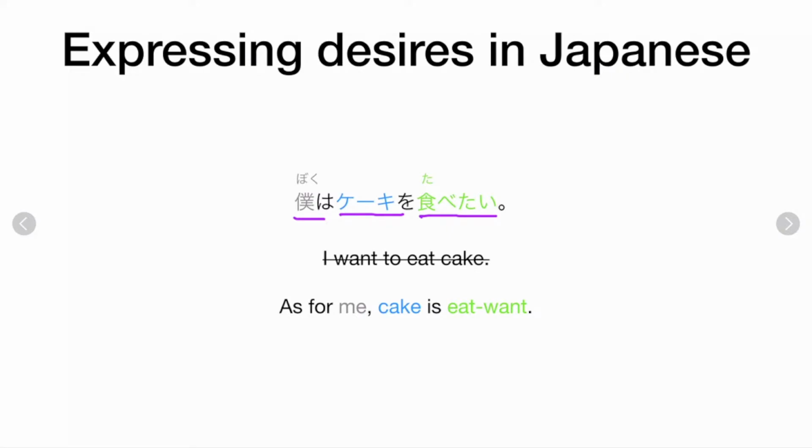I want to eat cake is how you translate it, but remember, it's boku wa, so it's not I want to eat cake, right? So it's keiki o tabetai. So cake is the object of the sentence, and it is tabetai. So tabe is eat, and then tai is want, and so I'm going to call this eat want. Okay? As for me, cake is eat want.